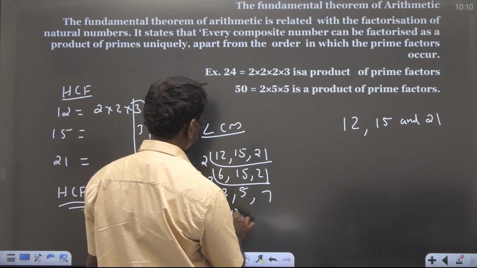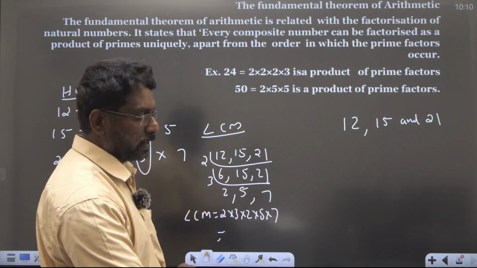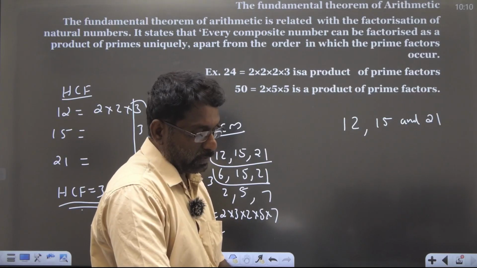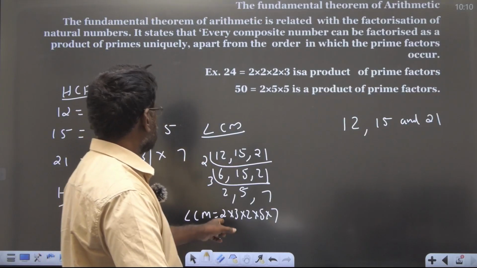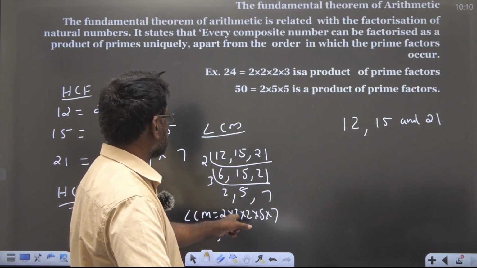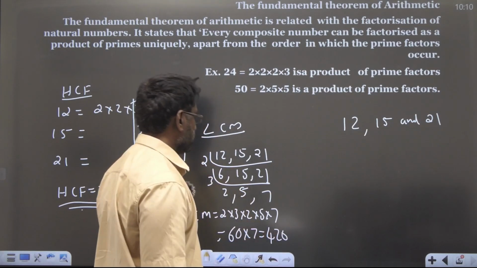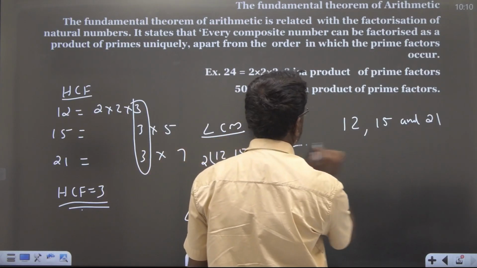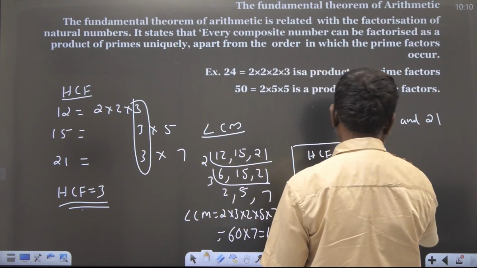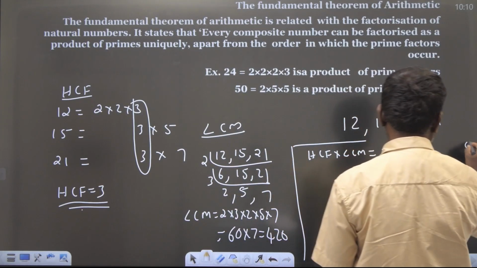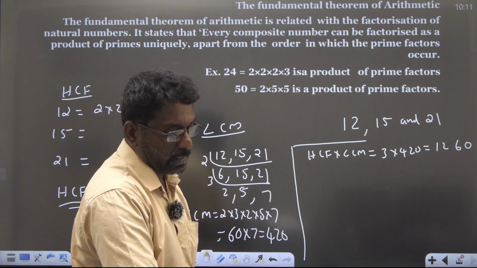LCM is 2 into 3 into 2 into 5 into 7. No other common factors. That is, 2 into 3 is 6, 6 into 2 is 12, 12 into 5 is 60, 60 into 7 is 420. So, HCF into LCM, that is 3 into 420, is 1260.